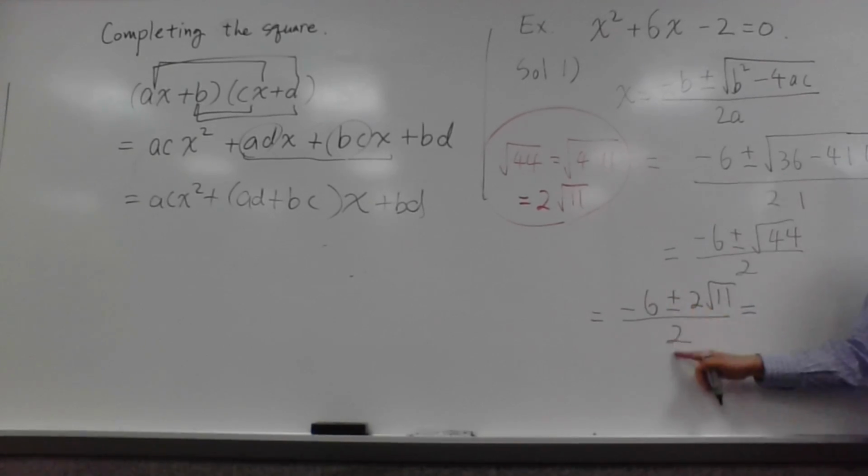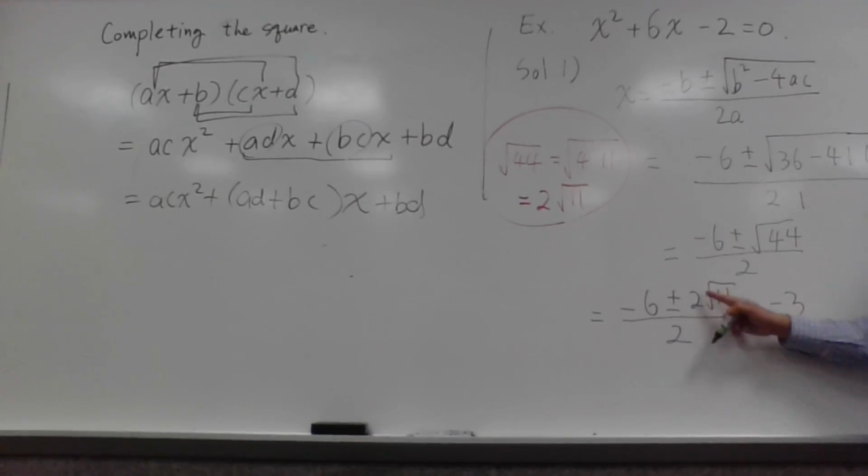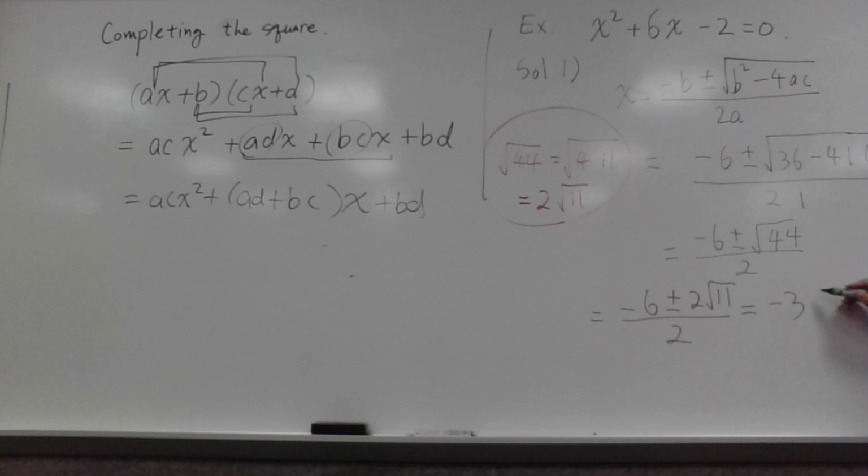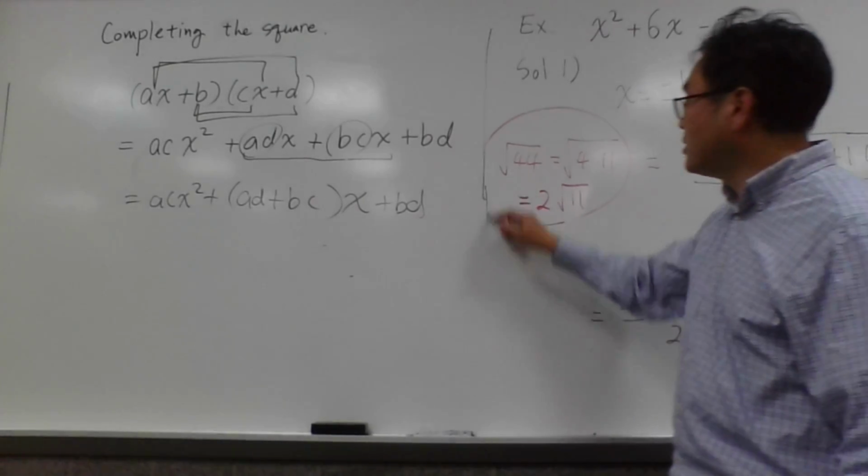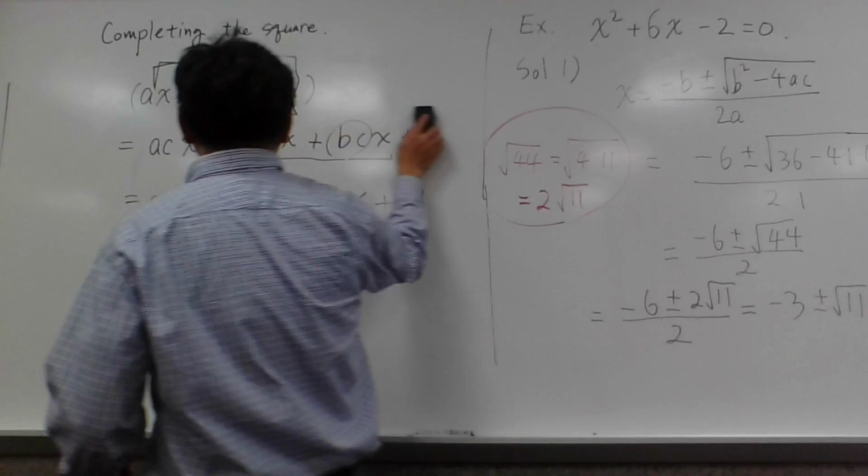And now you divide both of them by 2. So 6 divided by 2 is 3, and 2 divided by 2 is 1, so it's gone, and you just have negative 3 plus or minus the square root of 11. Okay, so that's the answer. That's method 1. Now let me show you the second method.